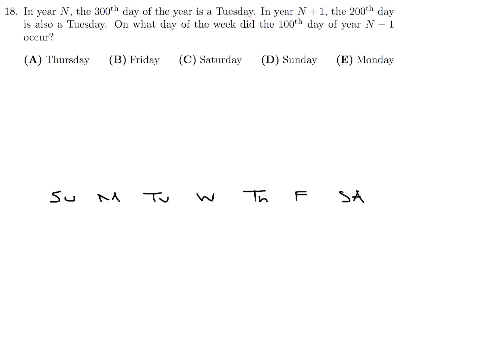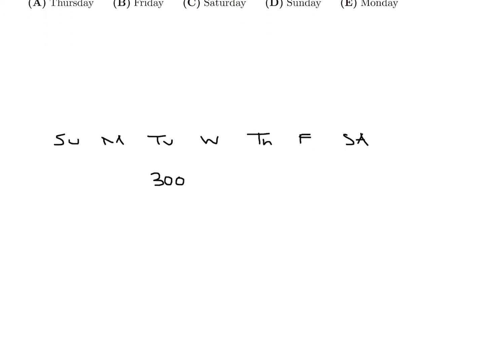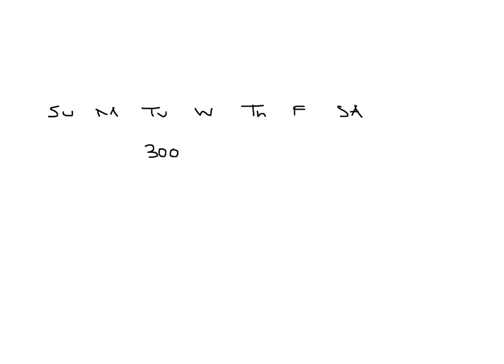And then we are told that the 300th day of year n is a Tuesday. So like this. So we then have to go forward into the year n plus 1. So 301, 302, 303 like that, right? But obviously we're certainly not going to sit here drawing out all of these. So you can use a little trick, which is that every time you get to a 7, it just becomes the same day of the week again.